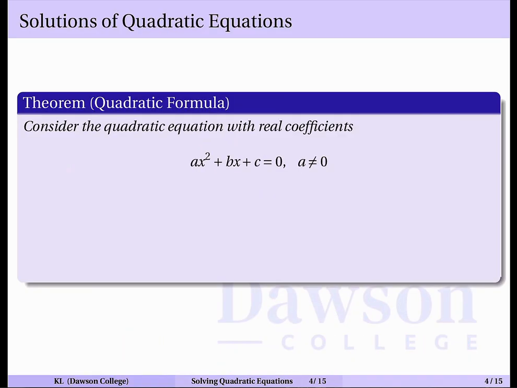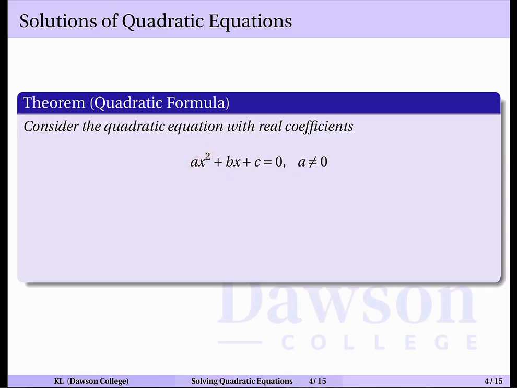Next, let us look at what we call the quadratic formula. Here we consider the quadratic equation with real coefficients, ax squared plus bx plus c equals 0. Of course, we are assuming that a is not equal to 0. Note that if a equals 0, then this is not present. You just have bx plus c equals 0, and that's just a linear equation.